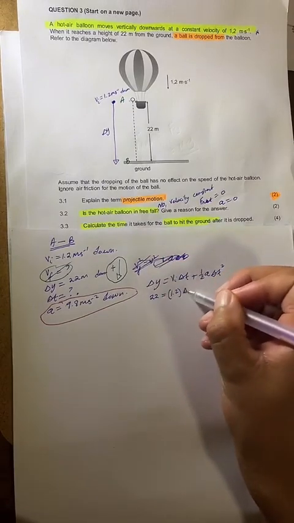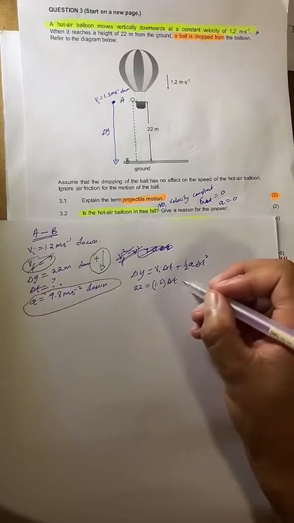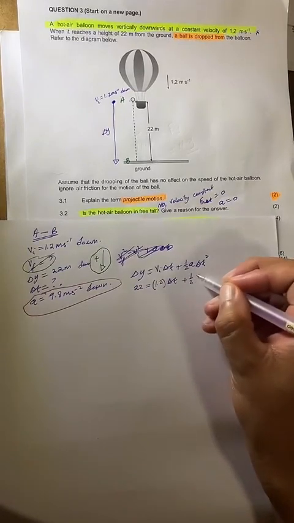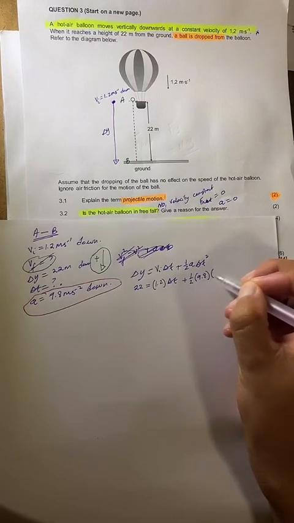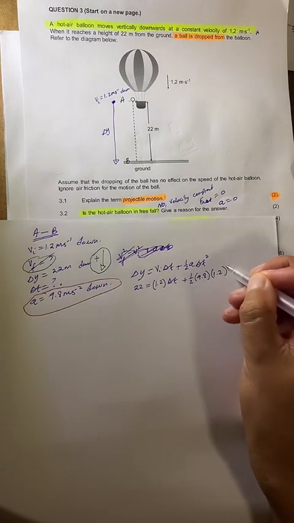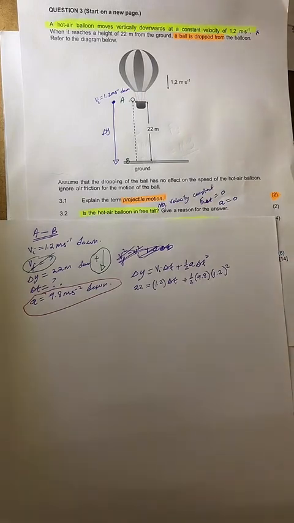The time is not known. Plus 1 over 2. Acceleration is down, so it's just positive 9.8, and the time is 1.2 squared. I think that helps us enough.